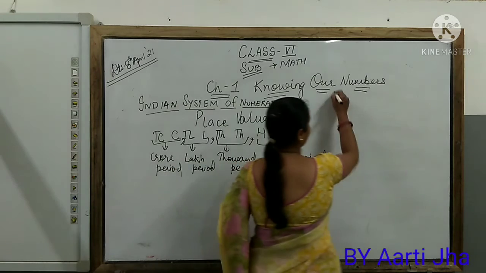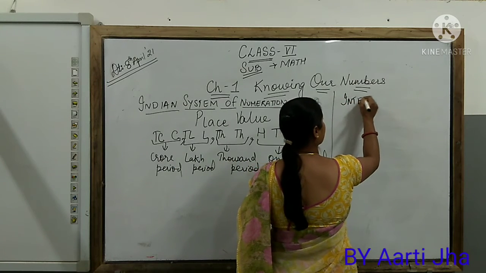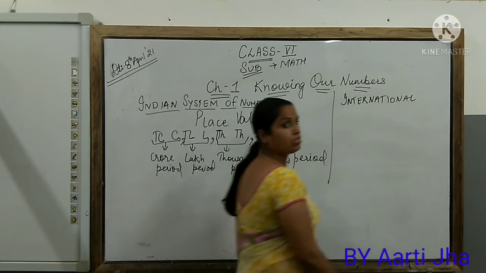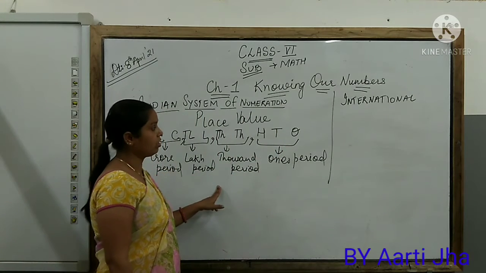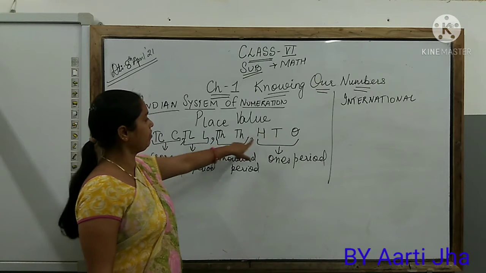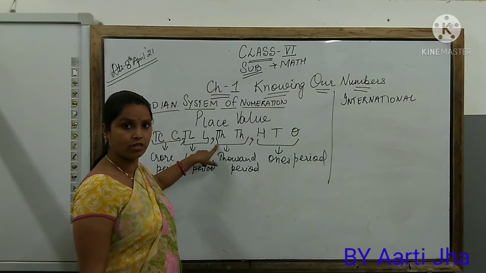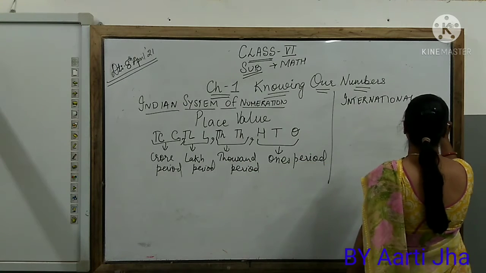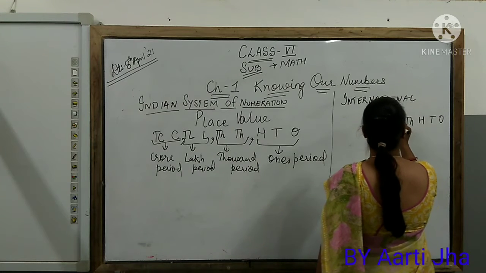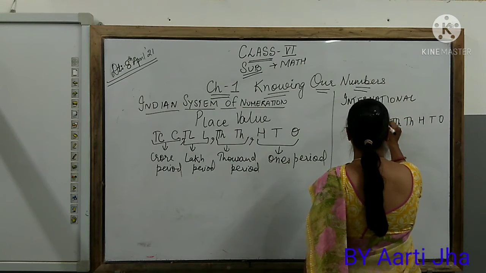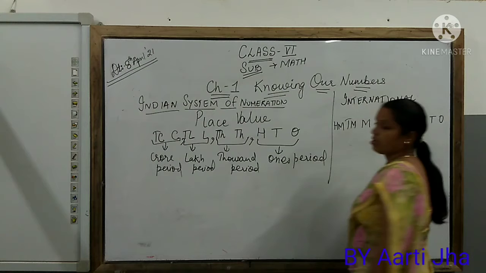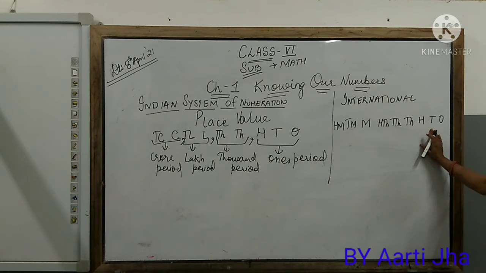In contrast to it, we have the international numbering system. There are two differences between the two systems. In the international system, we have the same place values till 10,000. The difference starts after 10,000, where in place of lakh, we have 100,000, and in place of 10 lakh, we have million. So here, children, you can see that in international the groups of 3 places are made.